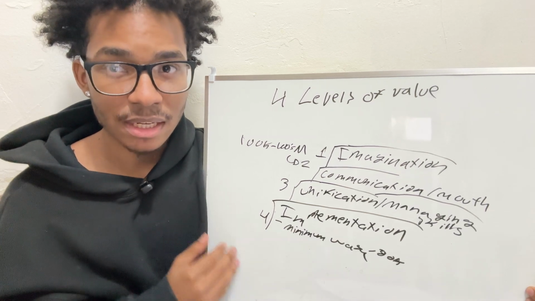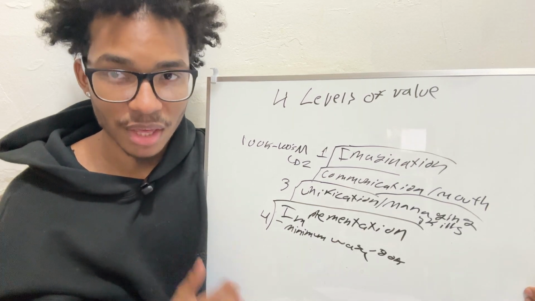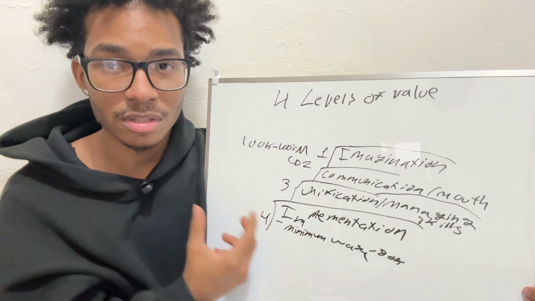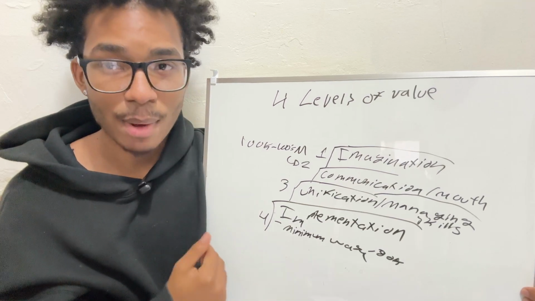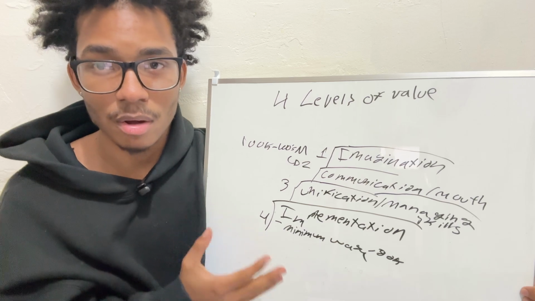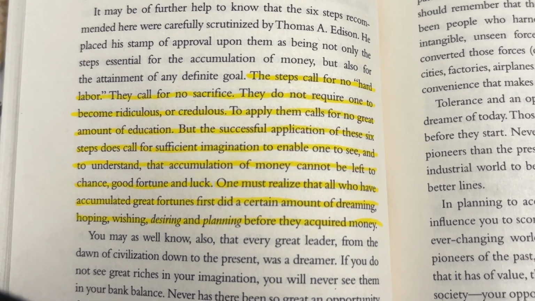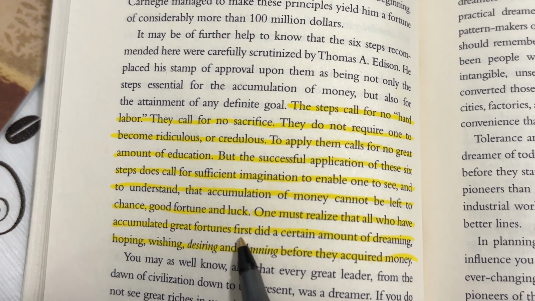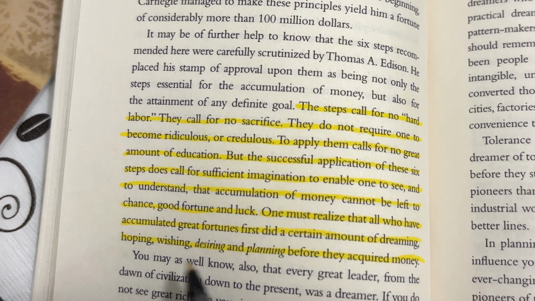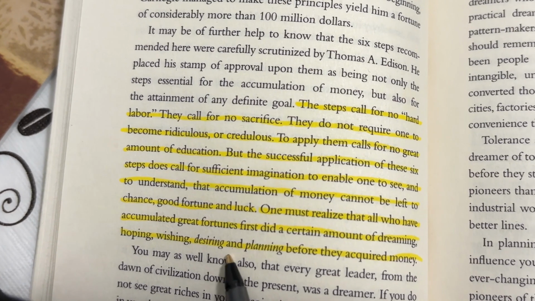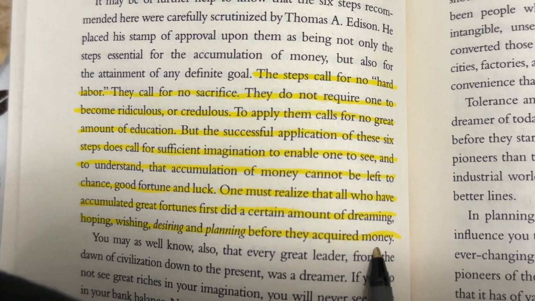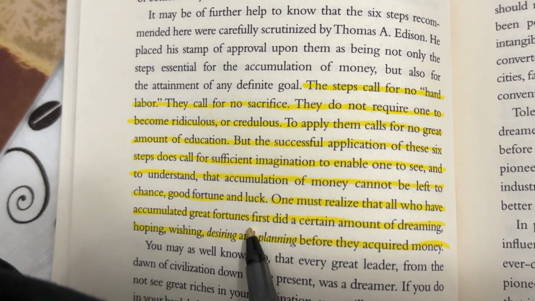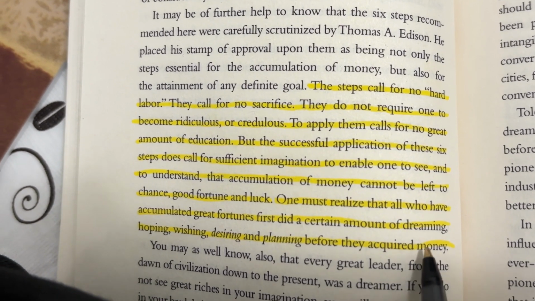And this really clicked for me when I read the book Think and Grow Rich. In that book, it basically reinforces this same exact thing that I'm saying right now. And I am about to read some of the sentences of that book. The book states, one must realize that all who have accumulated great fortunes first did a certain amount of dreaming, hoping, wishing, desiring, and planning before they acquired money. The big emphasis is on dreaming. First, like literally the first step, first did a certain amount of dreaming.